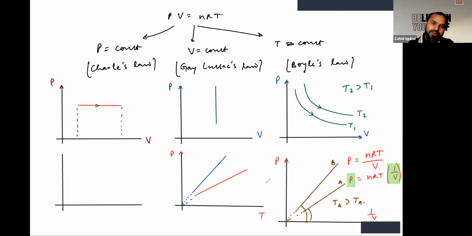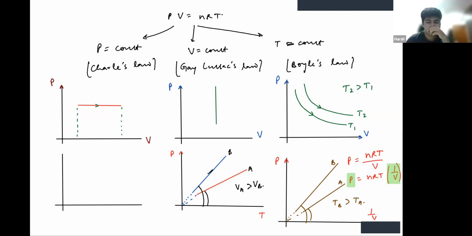So if you have to check which of these two volumes is more, let's say this is VA and VB. According to the ideal gas equation, PV is equal to nRT. So P divided by T will be nR divided by V. It means the slope of this particular curve will be inversely proportional to volume. So we can say greater the slope of this curve, the smaller the volume. It means VA is greater than VB for this part.